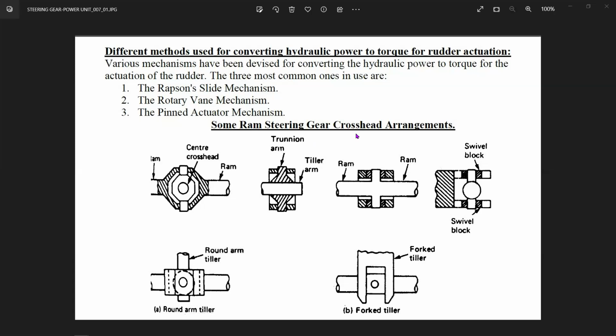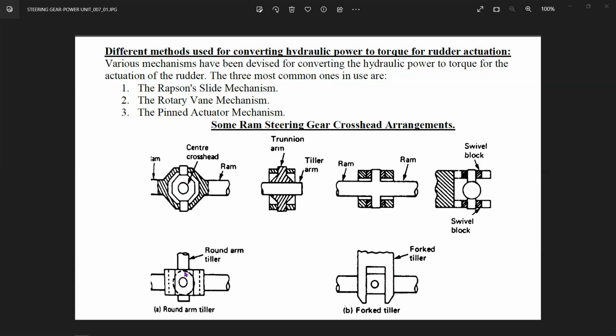So we have discussed the three systems now. We have seen the ram type with the Rapson slide, the rotary vane type, and the pinch actuator mechanism. Three you have discussed till now. We have discussed previously that there are two designs of the ram type Rapson slide, either the crosshead type or one with the forked tiller. Either the tiller is round or the tiller is forked.